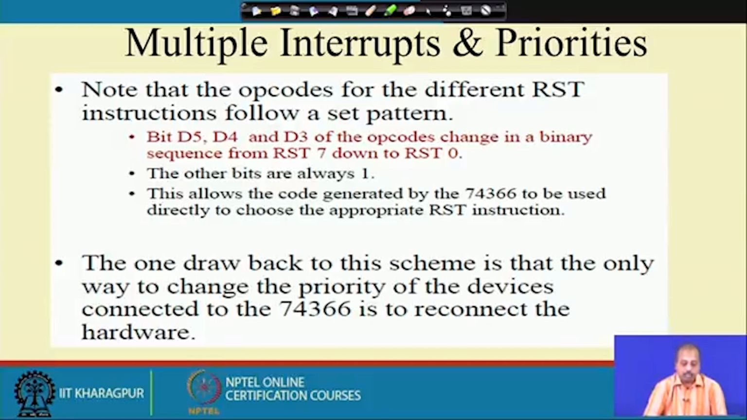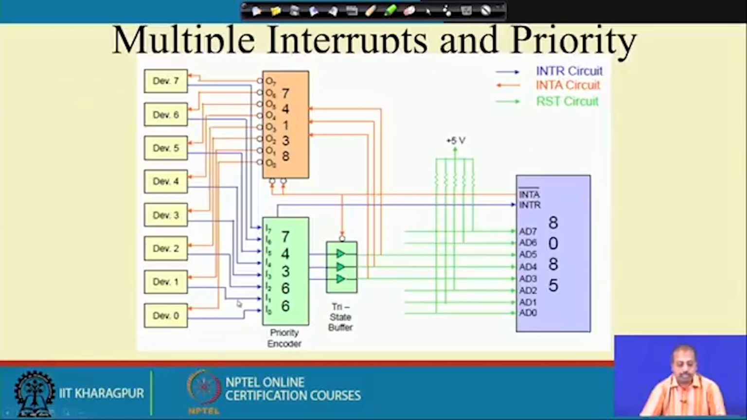Now, the problem that we have is that the only way to change the priority of the devices is to change the order of connecting the hardware. So, you cannot change that dynamically. Like if you want to change the priority between device 6 and device 7, you want to make device 6 higher priority and device 7 lower priority, in that case I have to connect device 6 to I7 and device 7 to I6. So, physically I have to change the order, but still for a small system this is fine, up to 8 devices.